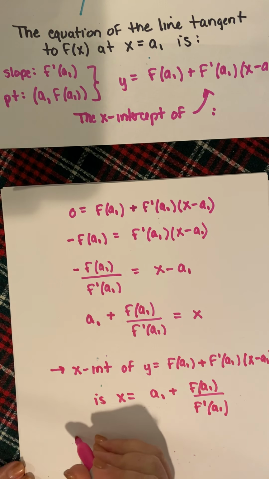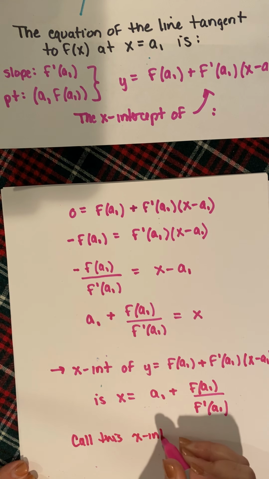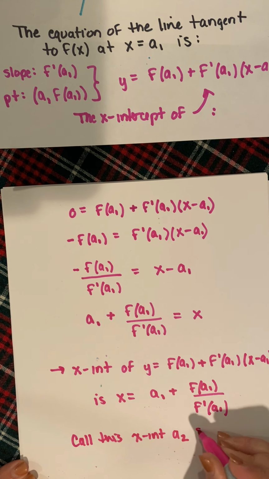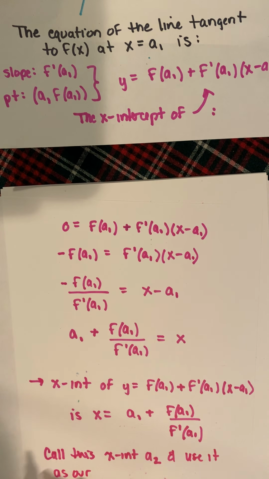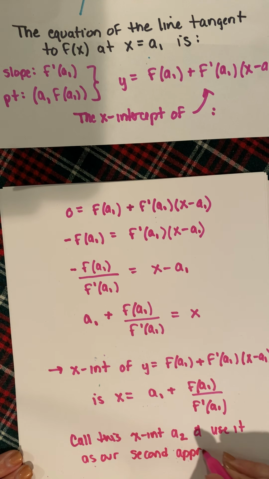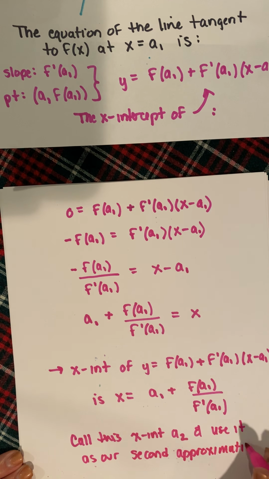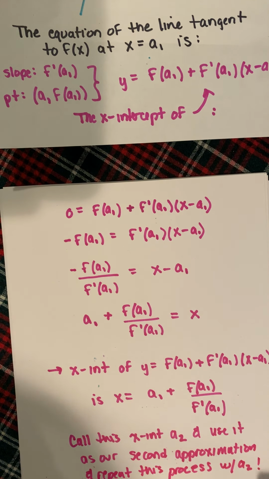Call this x-intercept a2 and use it as our second approximation. And then we're going to repeat the process with the second approximation.